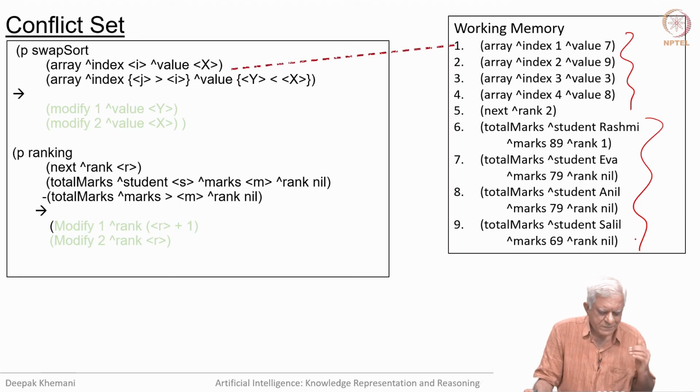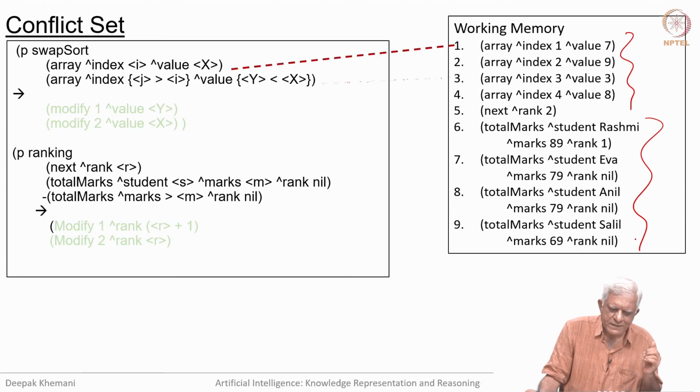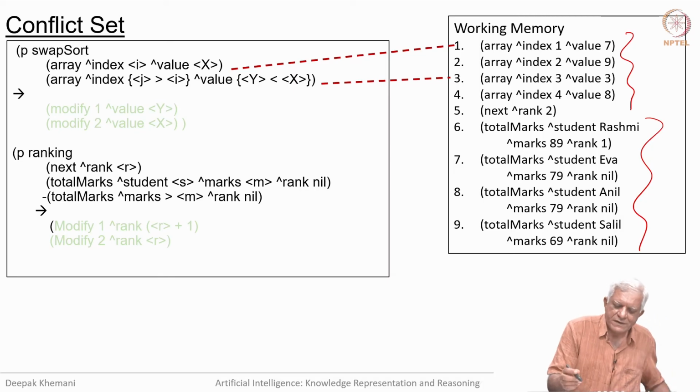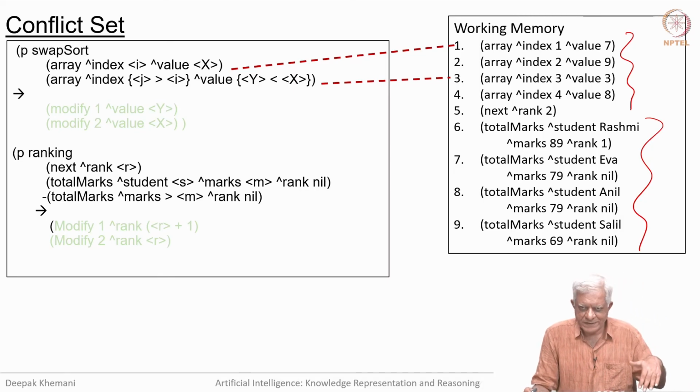Then this match process is going to look for matching patterns. For every working memory element, and for every pattern in all the rules, it will try to see whether it matches or not.